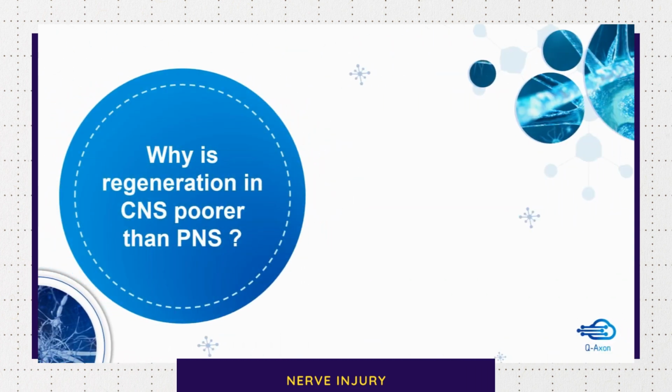So why is it that regeneration in the central nervous system is poorer than in the peripheral nervous system? Now, there are two important reasons for this. The first reason is that in the central nervous system, we don't have Schwann cells. So it is the microglia that phagocytize the degenerating axon and the myelin. But microglia tend to form extensive scars, and we know that scarring interferes with recovery.